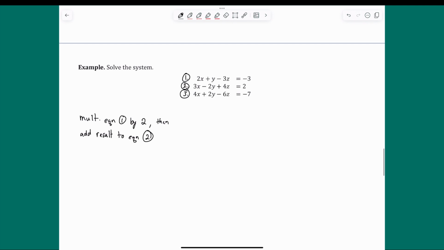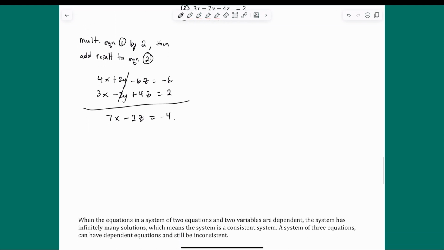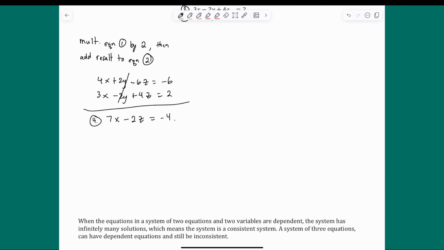Okay, so multiplying equation 1 by 2 gives us 4x plus 2y minus 6z equal to -6. And we're going to add this result to equation 2, so that's 3x minus 2y plus 4z, and we're trying to eliminate y here. And there you can see that canceling, we're left with 7x minus 2z equals -4. All right, so now let's call that equation 4.